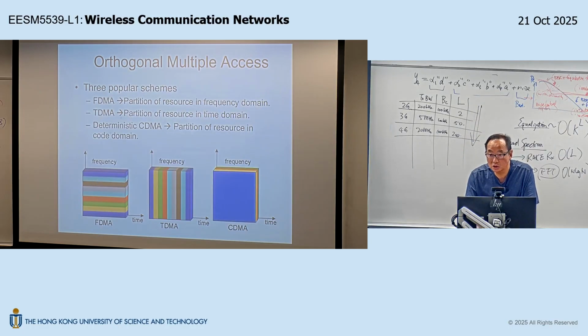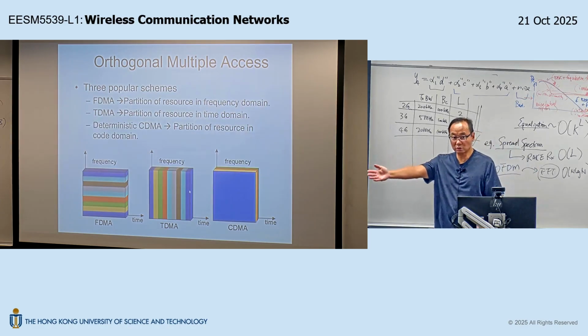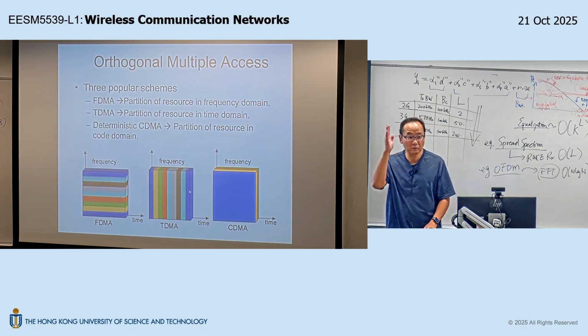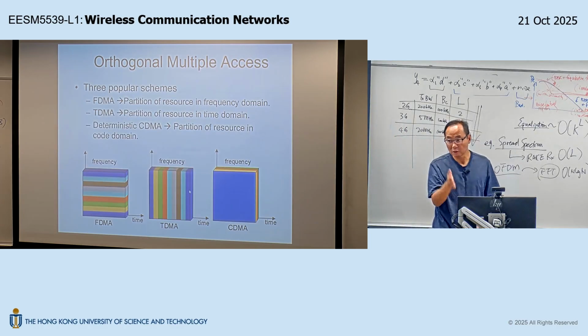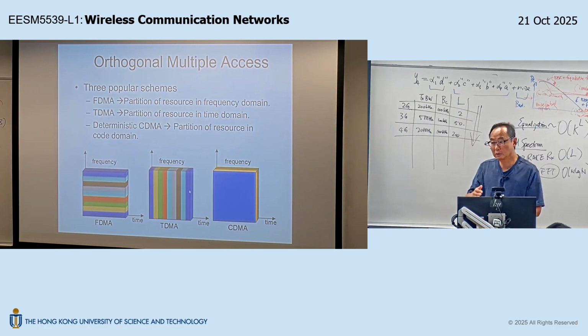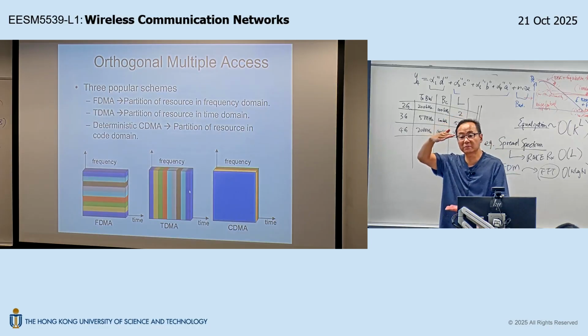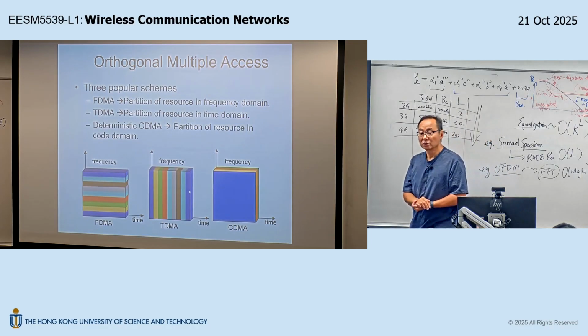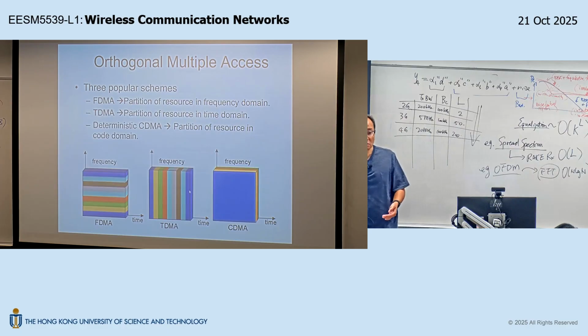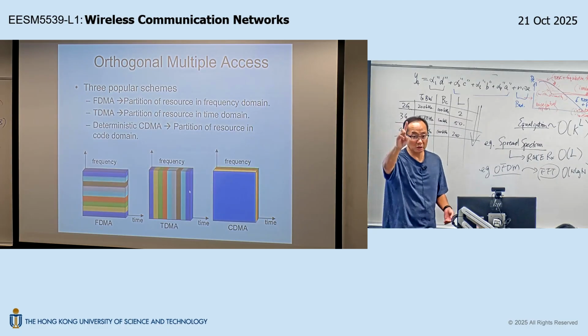A second way of partitioning the resource is called TDMA, time division multiple access. So this is the other way. We try to partition the resource, the time dimension, into different time slots. Okay? And then we assign different users to transmit at different time slot. At any time, there will be only one guy transmitting. But that transmitting guy will be able to use the entire bandwidth of the spectrum. Is that okay?